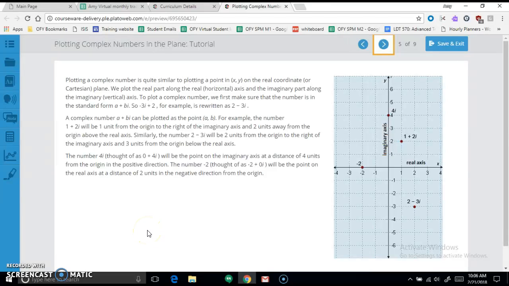Okay, so I'm going to be talking about the Algebra 2 Semester 1 Unit 4 tutorial about plotting complex numbers. A complex number is a number that has a real number in it, something like 1, 2, 3, 4, 5, and an imaginary number in it, like 1i, 2i, 3i. We're going to be plotting these numbers just like we normally would if they were x and y.